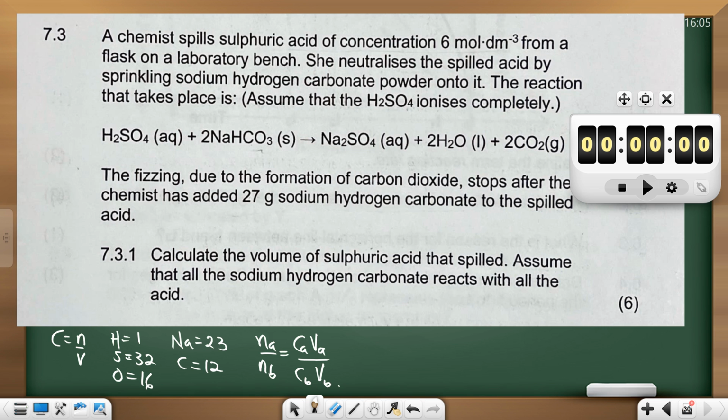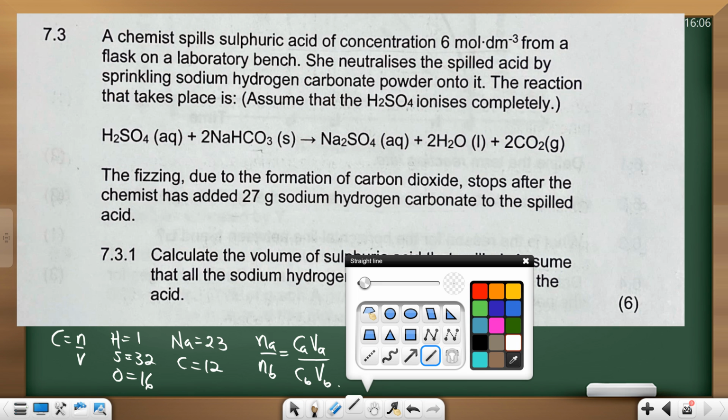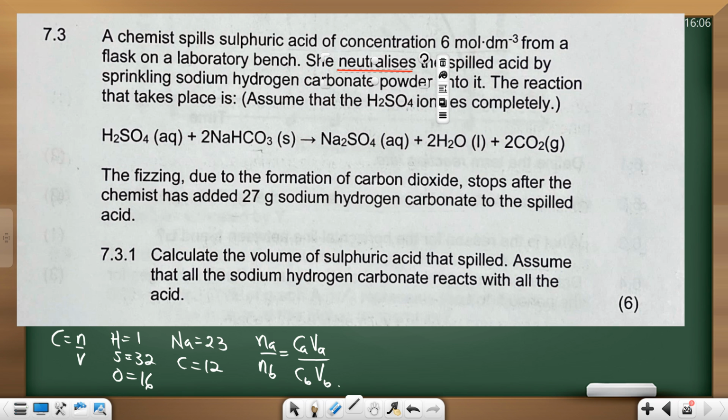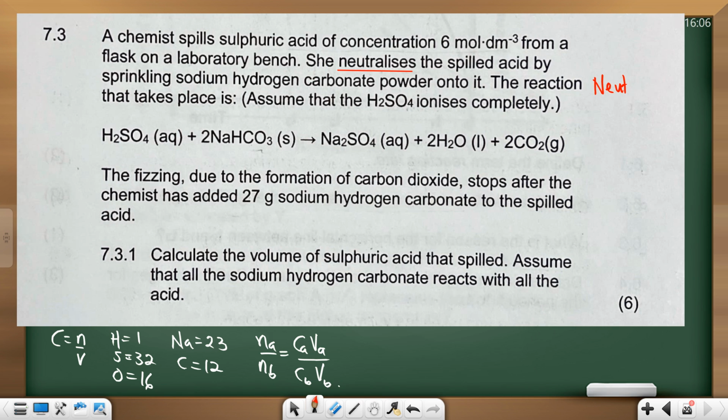All right, let's check. What would I do if I were you? I'll read. A chemist spills sulfuric acid of concentration 6 moles per dm cubed from a flask on a laboratory bench. She, please listen to that word, she what? Neutralizes it. My beautiful learners, when I see the word neutralize, and I check that my reactant and product are in the aqueous phase, I am going to bring in this formula.